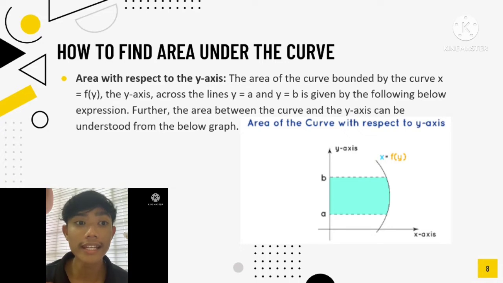How to find area under the curve? Area with respect to the y-axis: the area of the curve bounded by the curve x equals f(y) and the y-axis across the lines y equals a and y equals b is given by the following expression. Further, the area between the curve and the y-axis can be understood from the area of the curve with respect to the y-axis.